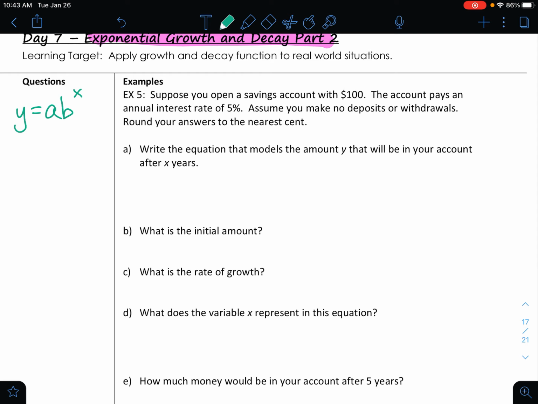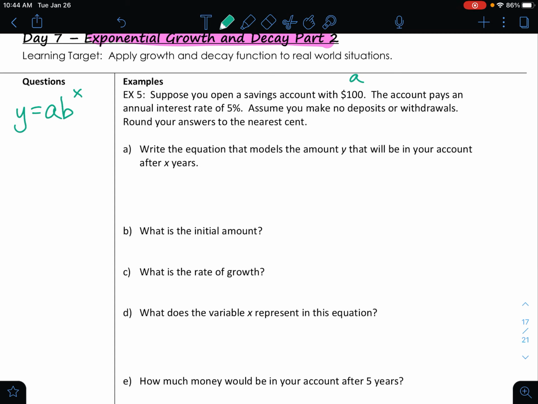I'm going to write over here to the side. Here is our exponential function. All right, number 5. Suppose you open a savings account with $100. The account pays an annual interest rate of 5%. Assume you make no deposits or withdrawals, and then you're going to round your answer to the nearest cent. All right, letter A. Write the equation that models the amount Y that will be in your account after X years. Okay, I need the A and the B value.